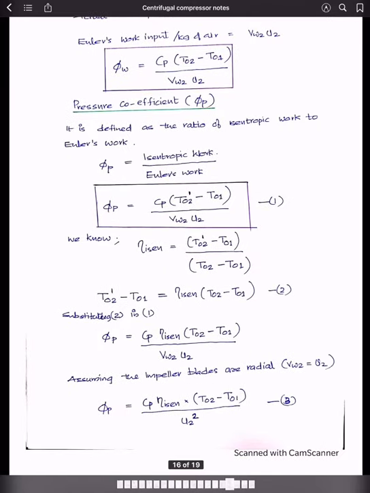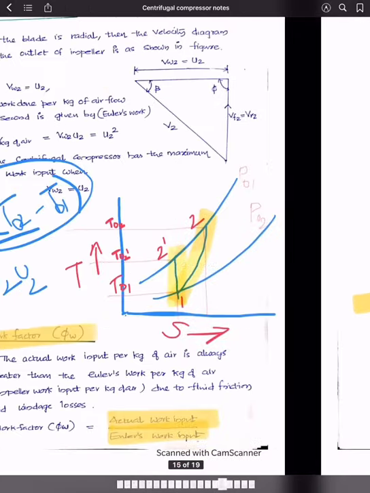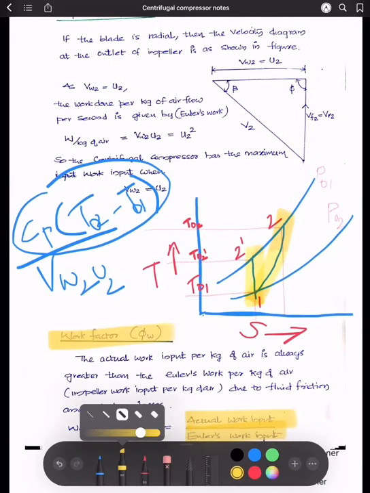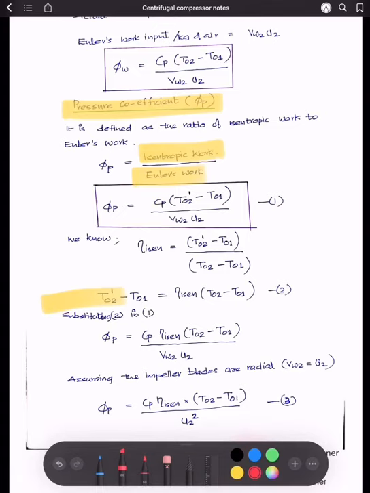Next is pressure coefficient. It is the ratio of isentropic work to Euler's work. We'll consider this process 1-2'. So the isentropic work is given by Cp (T02' - T01) divided by Vw2 U2.